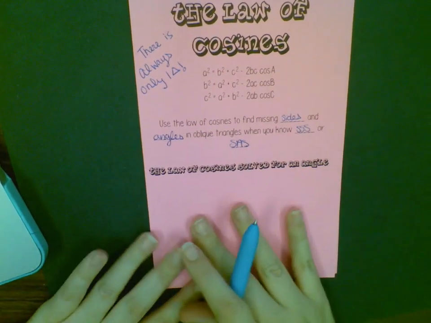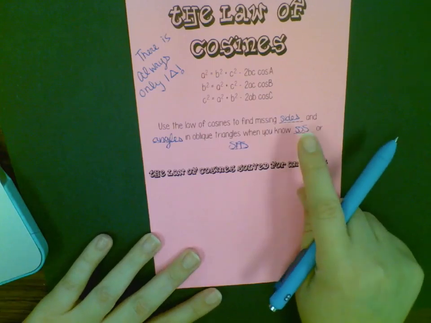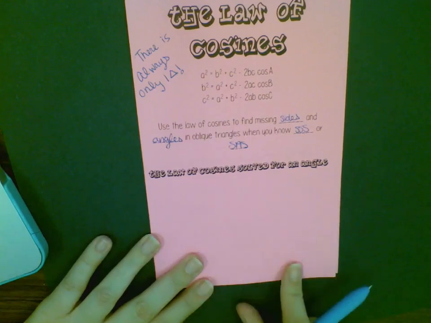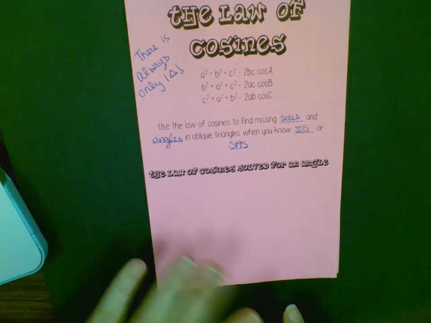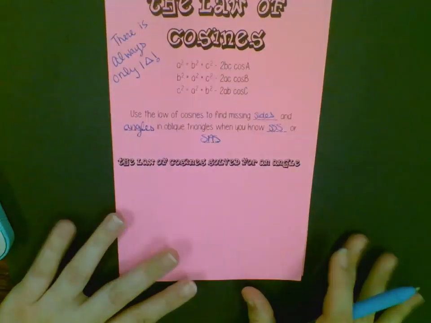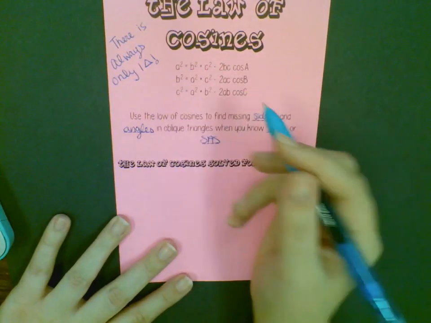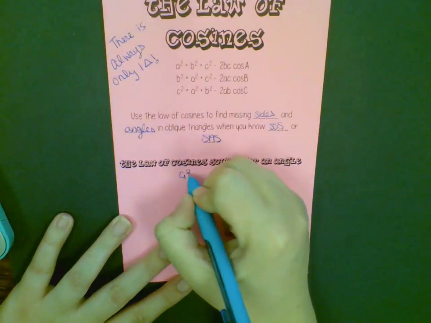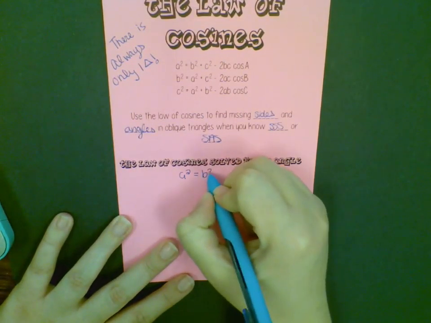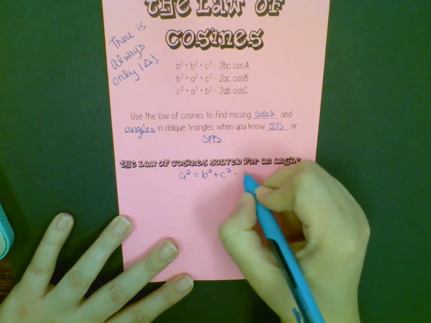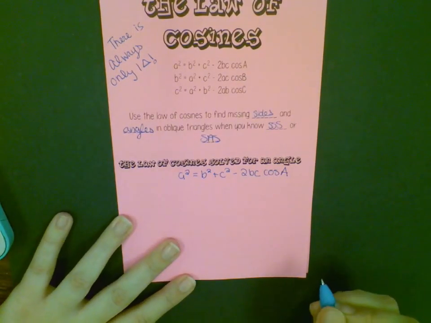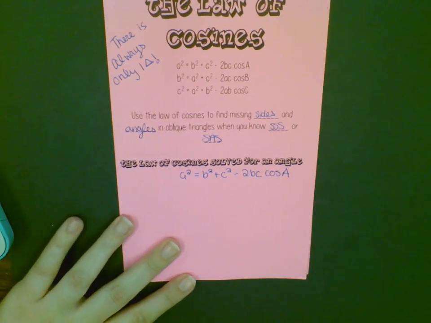Sometimes if we're given side, side, side, we're going to use this to find the angle. So we're going to solve the formula so the angle's by itself, so we can just plug into it instead of having to subtract everything every time. So let's just use the first one. A squared equals b squared plus c squared minus 2bc cosine of angle A. So what we're going to do is get the angle A by itself.